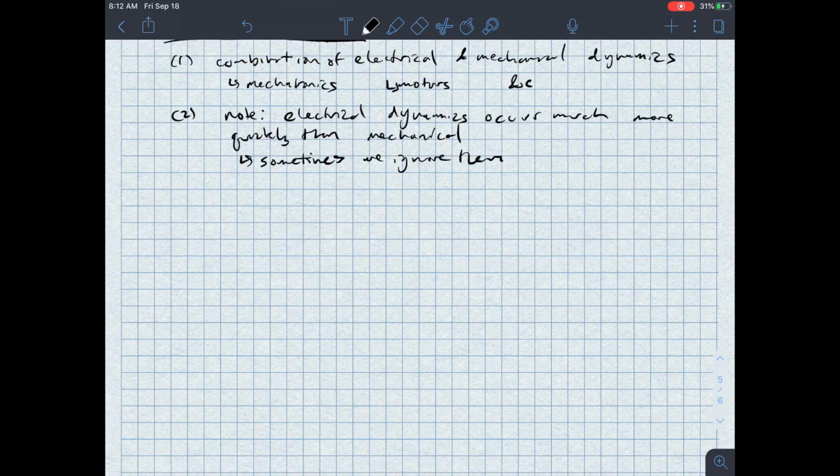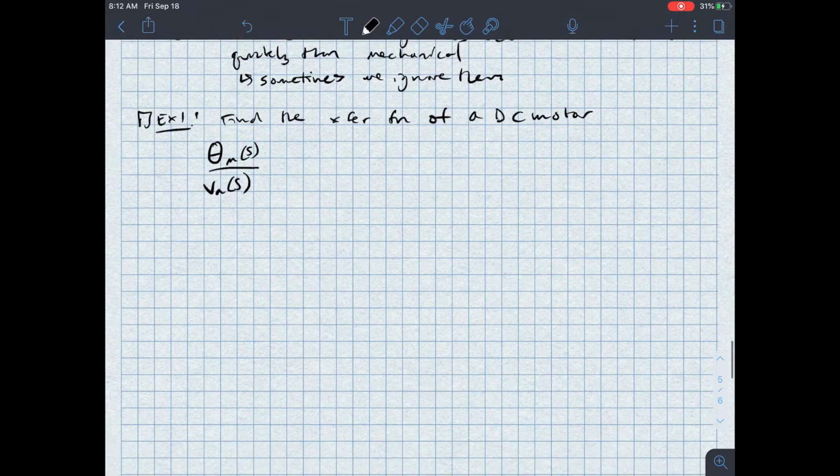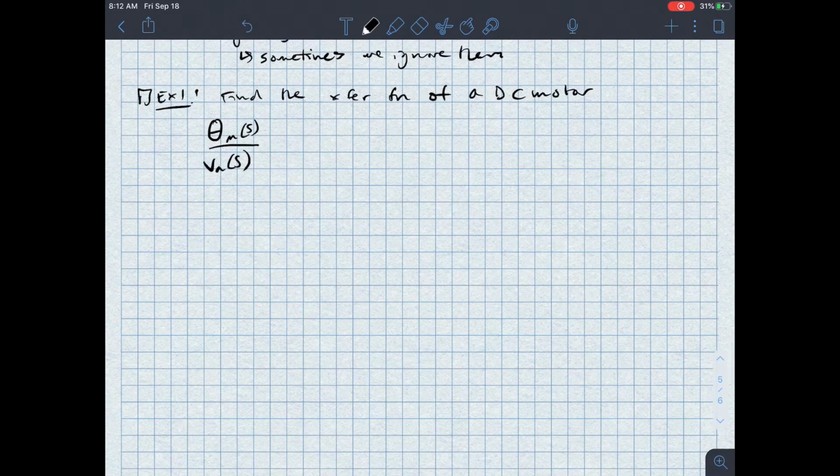To help us understand how we will model electromechanical systems, I'm going to work through one big example and we'll talk through it as we go. In this example, I'd like to find the transfer function of a DC motor. The transfer function I'm looking for is theta m of S over VA of S, and the motor is going to be modeled using a circuit. So here's what it's going to look like.